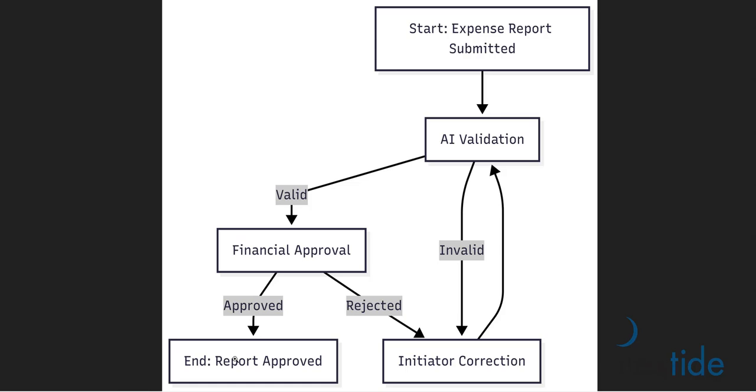So just to note, this is just an example of how you can use Maestro AI to perform routine tasks that are time-consuming for humans to perform. This is not meant to be a full expense report validation mechanism.